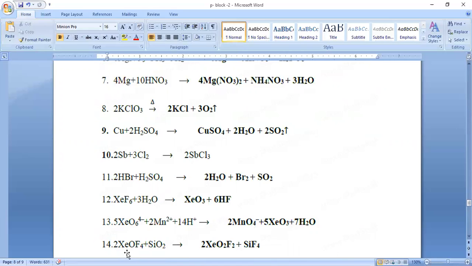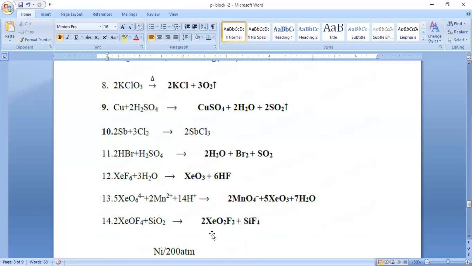So the next one, XeOF4, that is xenon oxytetrafluoride, reacts with silicon dioxide, silica, gives XeO2F2, xenon dioxide difluoride. Two oxygen are there, so dioxide. Two fluorine are there, so difluoride. So xenon dioxide difluoride.